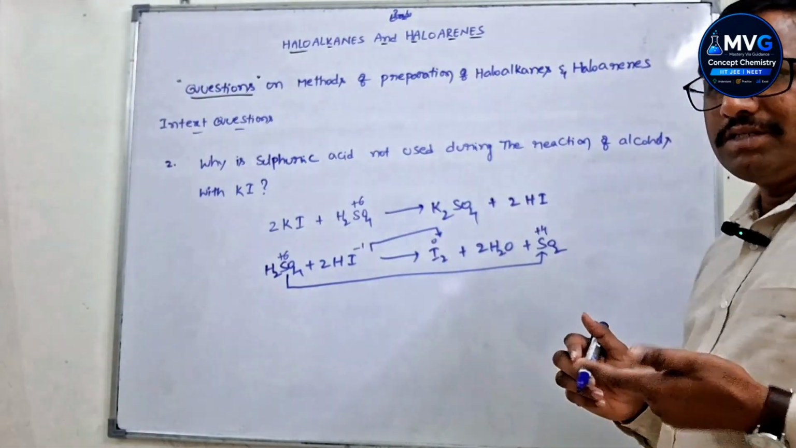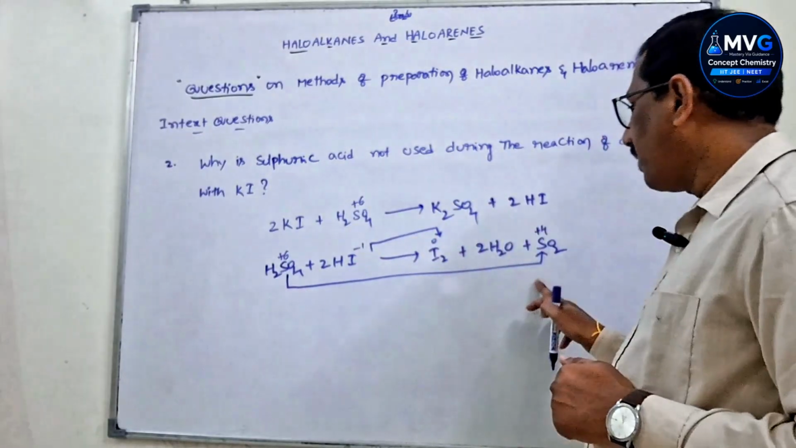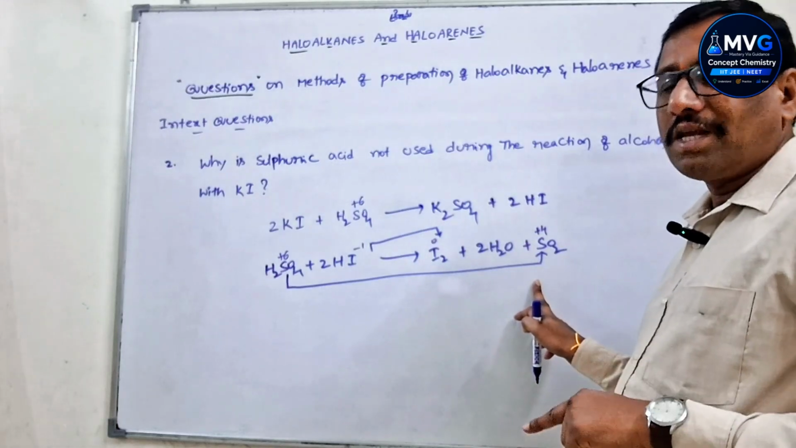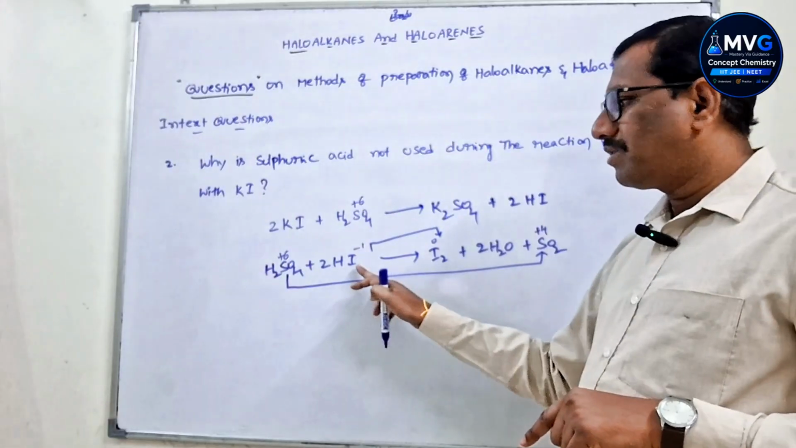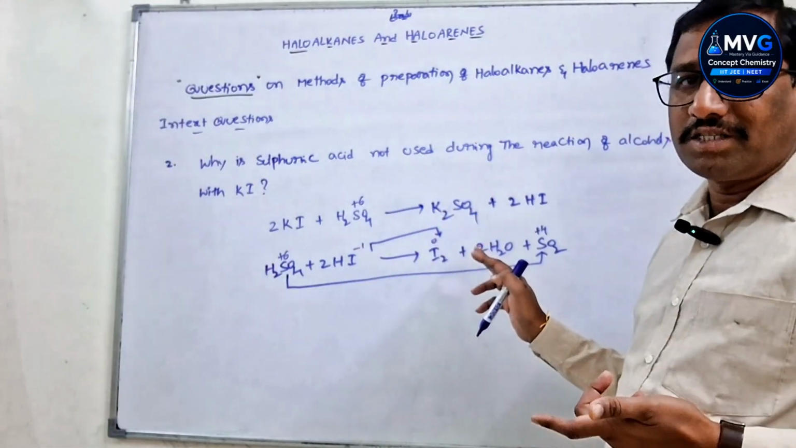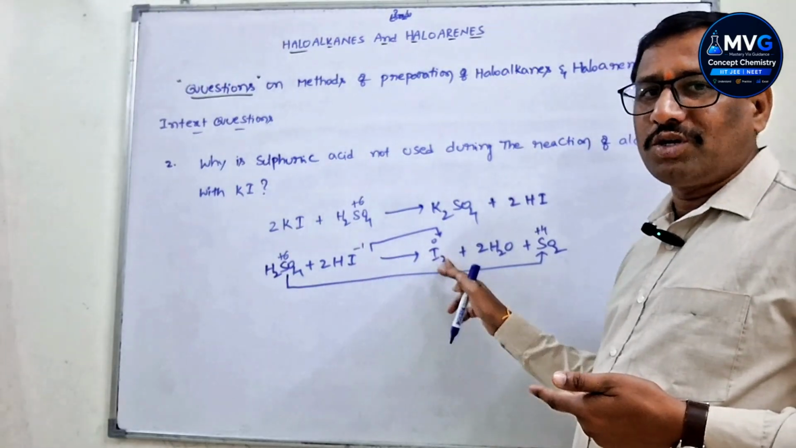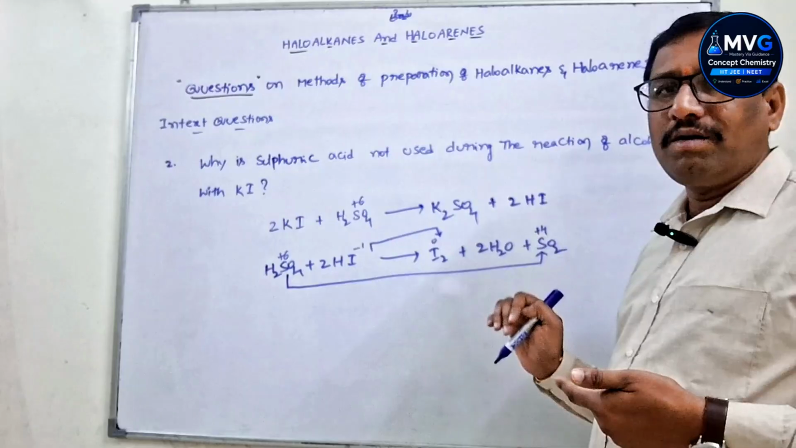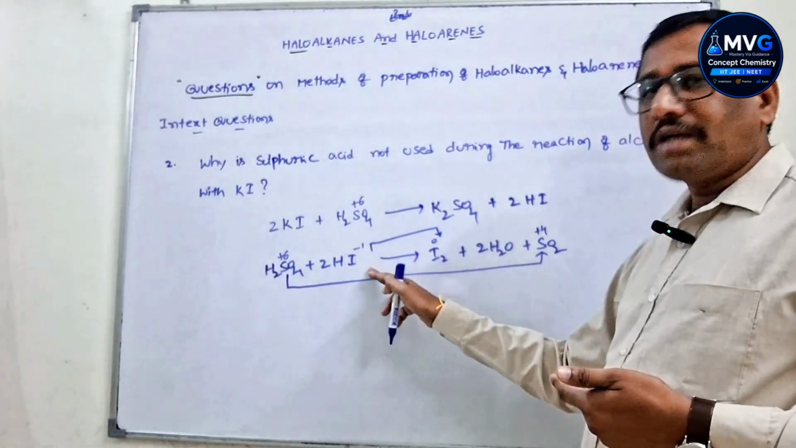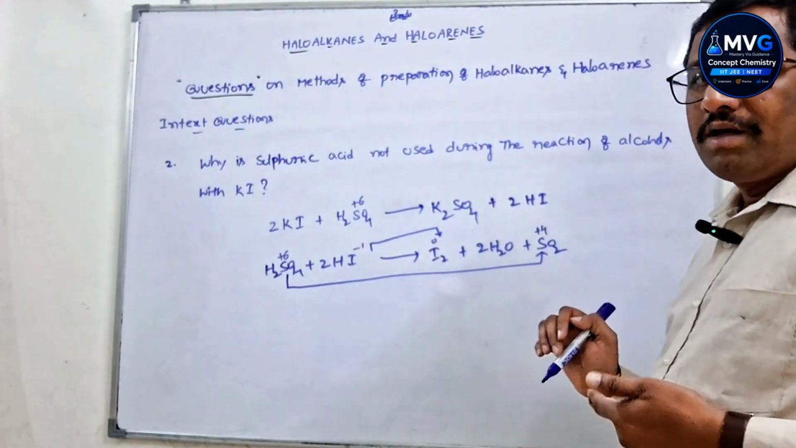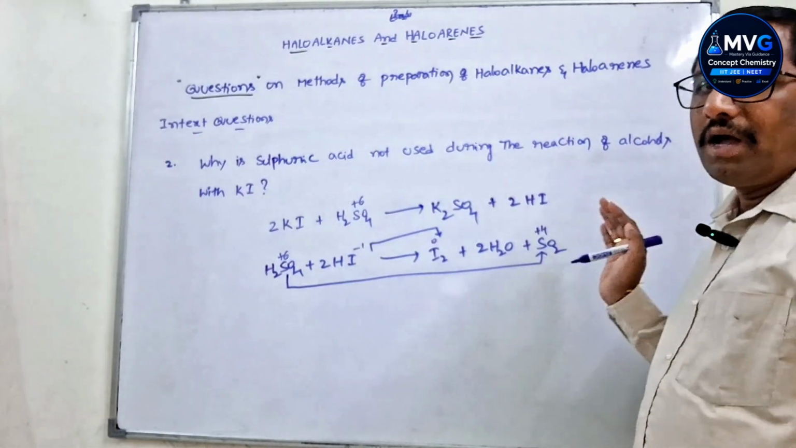Oxidizing agent means itself reducing, oxidizing others. Now here plus 6 to plus 4, oxidation state decreased, means itself reduced, oxidized others. That is the oxidizing agent. Reducing agent means, students, reducing others, itself oxidation. Here itself oxidation means oxidation number increased, you see, -1 to 0. 0 is a higher oxidation state than -1. That's why reducing agent means reducing others, oxidizing itself. Okay, that's why in this reaction, students, we can't prepare the iodoalkane.